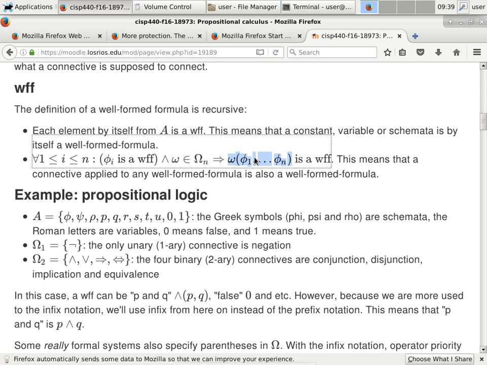So this one is kind of looking at things from the function perspective. Can someone tell me what is in omega 2 under this particular scheme? What operators require two operands? Pretty much all of them except for negation. Negation will belong to which omega? Omega 1, because omega 1 is the set of all the connectives that only take one value.